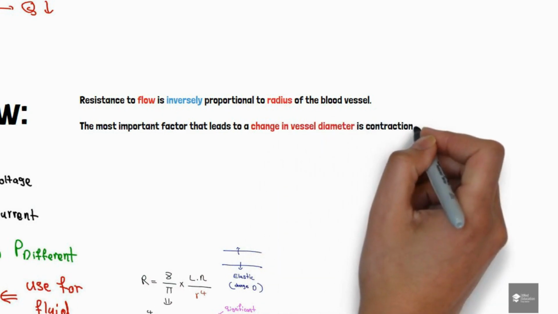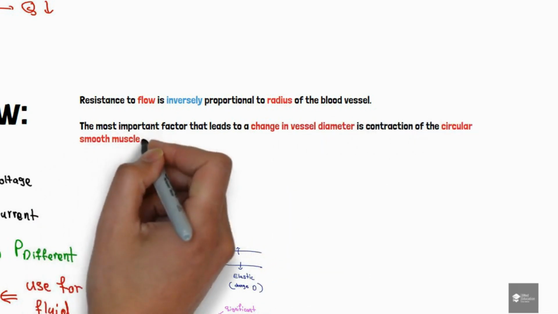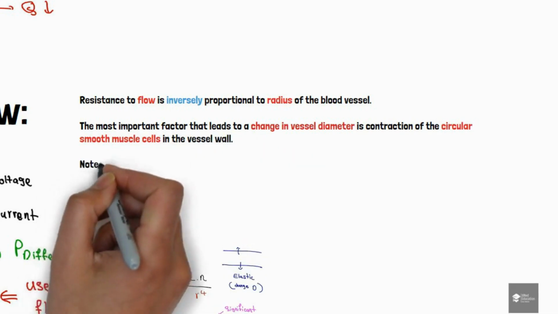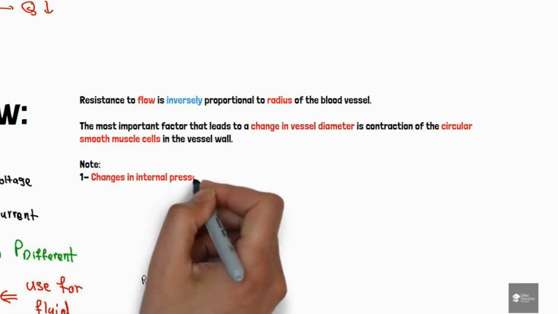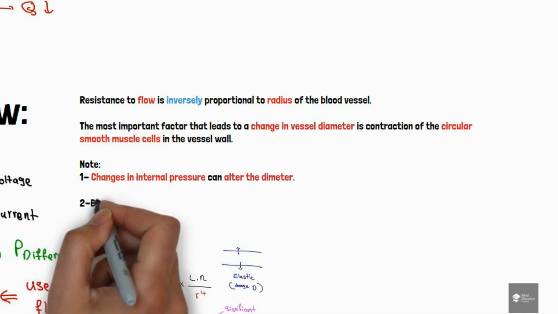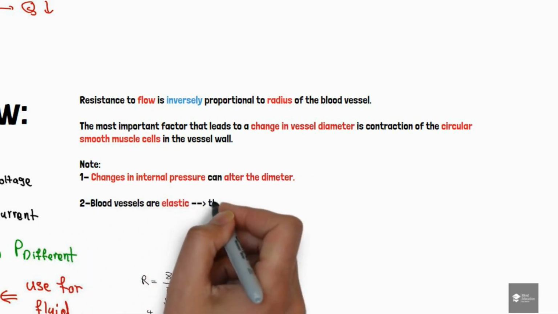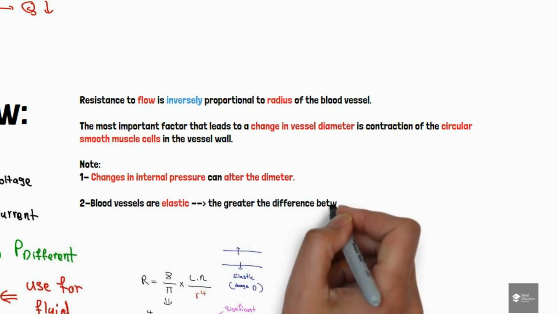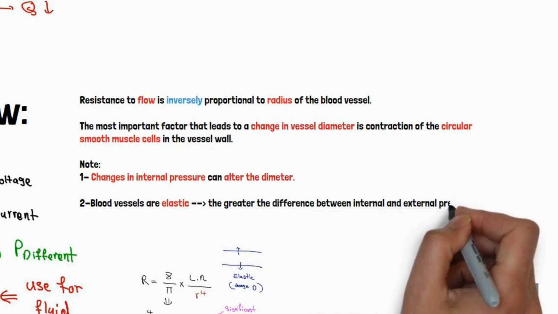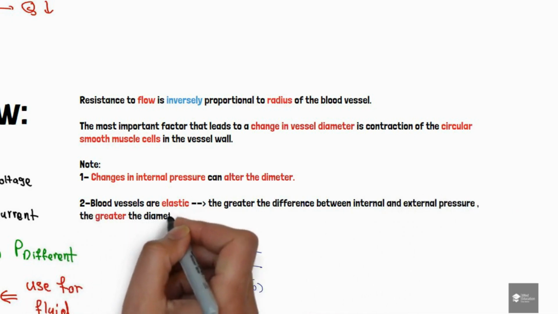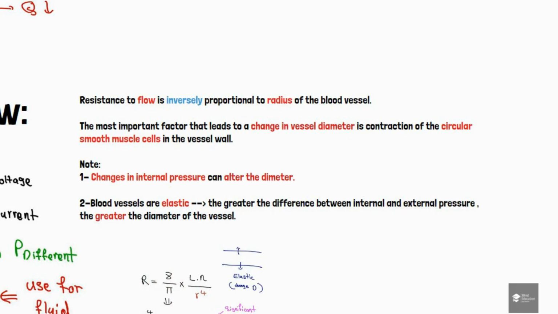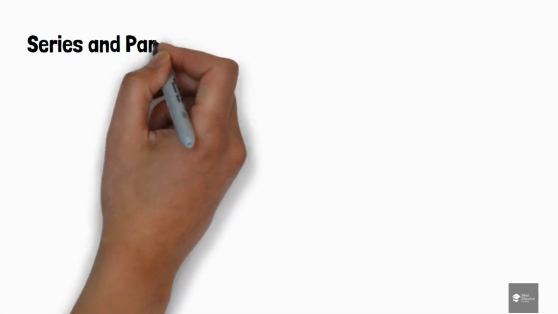The most important factor that leads to change in vessel diameter is contraction of the circulatory smooth muscle cells in the vessel wall. So a change in internal pressure can alter the diameter. Blood vessels are elastic, so the greater the difference between the internal and external pressure, the greater the diameter of the vessel is.